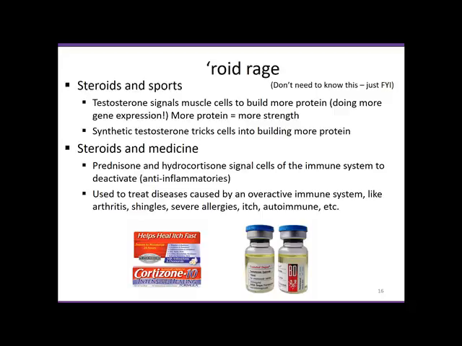Now, steroids do have a medical use, a legitimate medical use, I should say. Prednisone and hydrocortisone in particular, maybe you've heard of them.